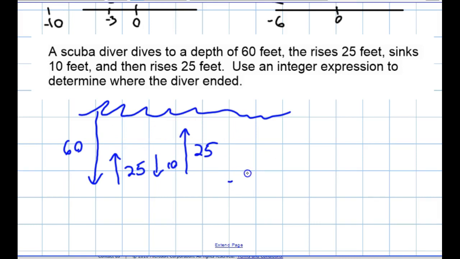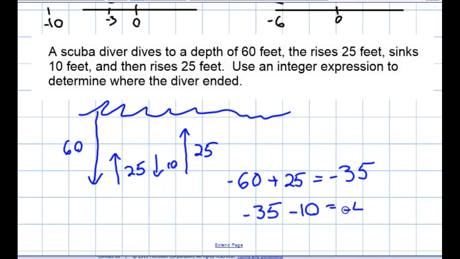So we need to figure out where this diver ended up. Well, we know that he started at -60. He went down 60 feet first. Then he added 25. So -60 plus 25 would be -35. So we know he's at -35 now. Then he sinks 10 more feet, so he's at -45. And lastly, he goes from -45 and adds 25 feet. So he is at -20 feet below sea level.